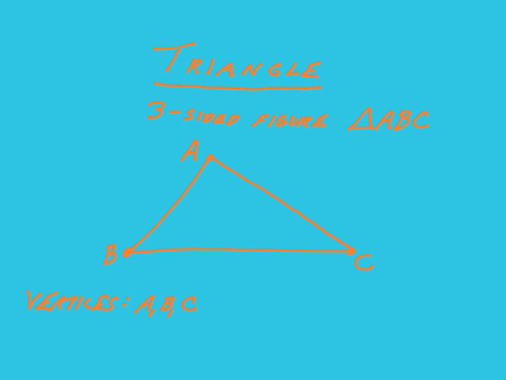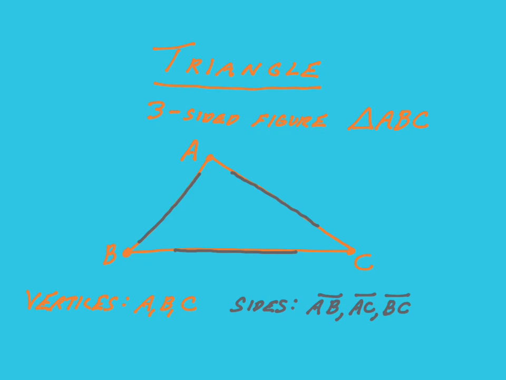Now, a triangle also has three segments that make up its sides. So the sides of this triangle are segment AB, segment AC, and segment BC. Within each triangle are three angles. And we're going to study the properties of those angles and sides as we go.